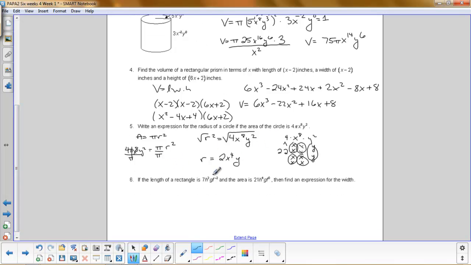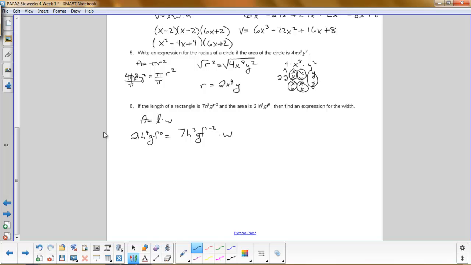If the length of the rectangle is this and the area is that, we need to find the width. So area equals length times width. So it's going to be 21h to the 4th gf to the 0 equals 7h to the 3rd gf to the negative 2 times w. So we'll go ahead and take a look at this problem because it's a little bit interesting.